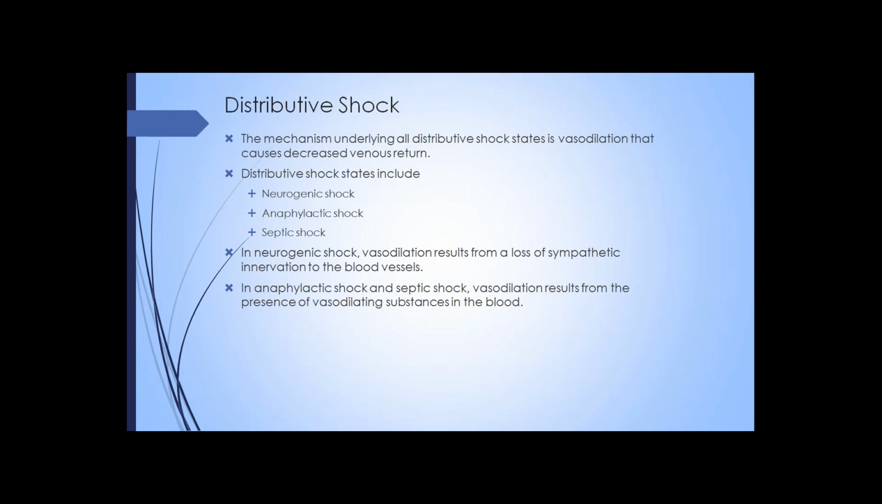The first one is neurogenic shock. This is where you have vasodilatation because there's a loss of sympathetic innervation to the blood vessels. Typically, this is high in the thoracic or cervical spinal column. There's been permanent damage. It's a spinal cord injury. And below the injury, please remember there's no sympathetic control.